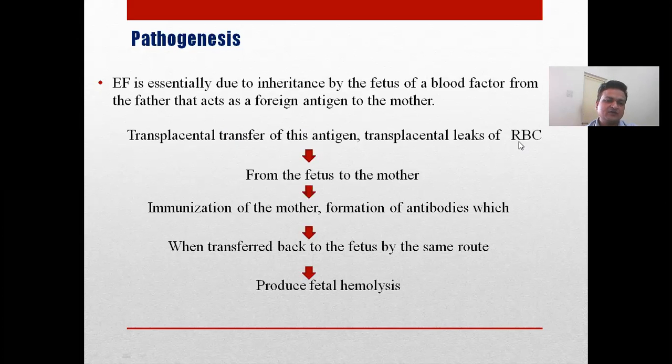Transplantation through the placenta is also known as transplacental leaks of the RBC, which also enter into the RBC cells. From the fetus to the mother, there is immunization of the mother through the RH factor, and formation of antibodies in the mother. RH immunoglobulin is given after delivery, within 72 hours. Okay, when transferred back to the fetus by the same route, as it goes, it comes back, it produces fetal hemolysis.